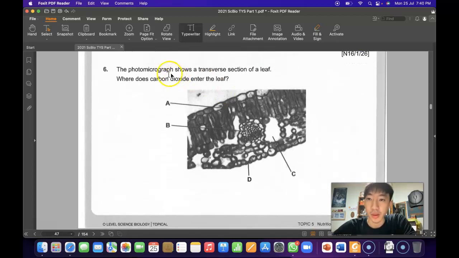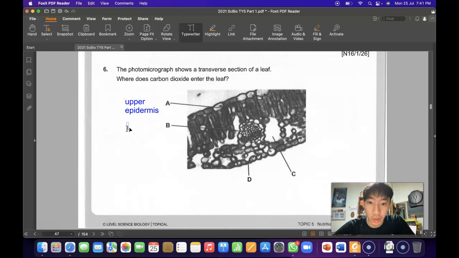Question 6. The photomicrograph shows a transverse section of a leaf. Where does carbon dioxide enter the leaf? Just imagine this as the pictures that you've seen in your textbook. This is the upper epidermis at A. B will be your what? Let's label upper epidermis.